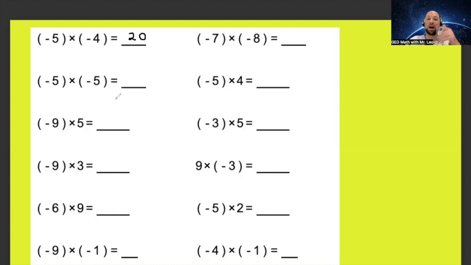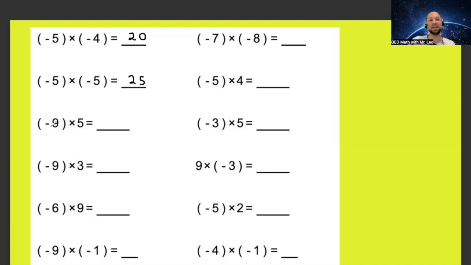That's right. It's positive because it's a double negative. If you hate to hate, you're a lover. 5 times 5 is 25. Final answer here, positive 25. Just like the first one. If you hate to hate, you're a lover.